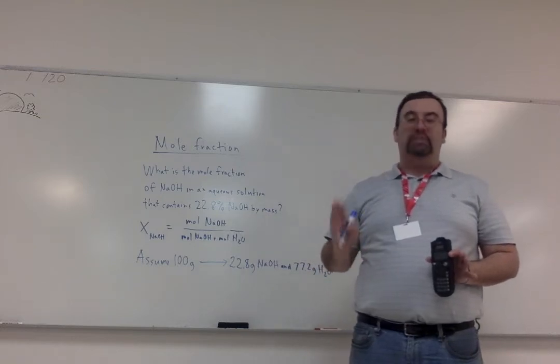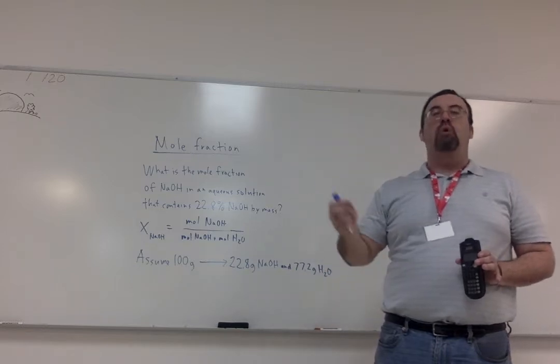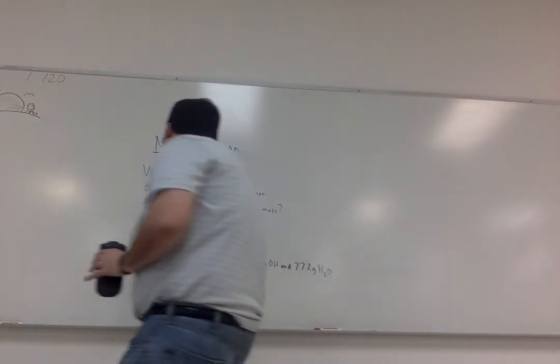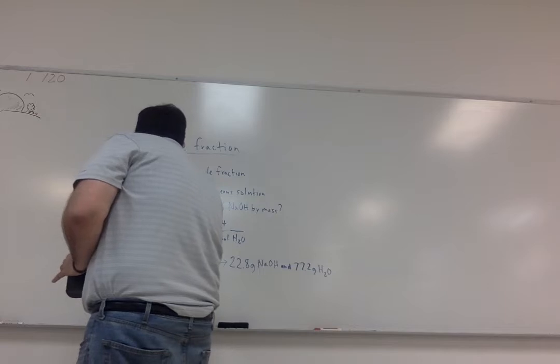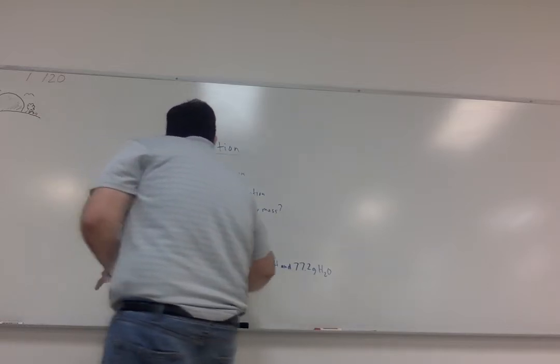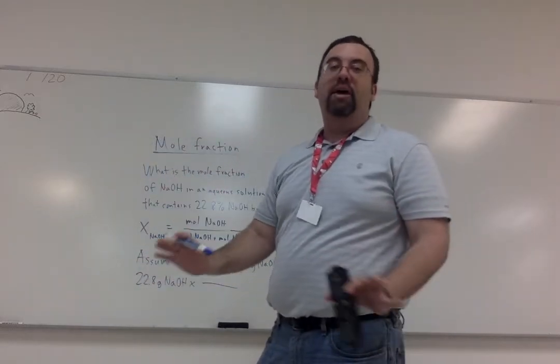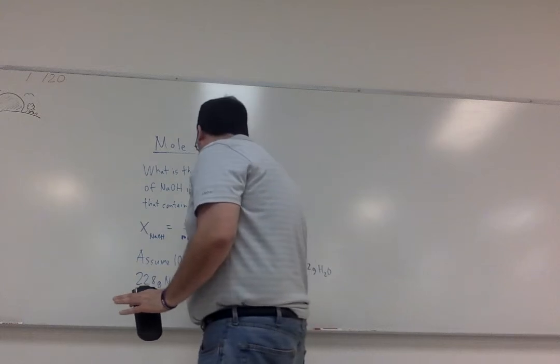And so we can use that as our conversion factor to go from grams of NaOH to moles of NaOH. Let's go ahead and do that now. 22.8 grams of sodium hydroxide. We're going to put the mole on top so that the grams go on bottom. The units will cancel out.